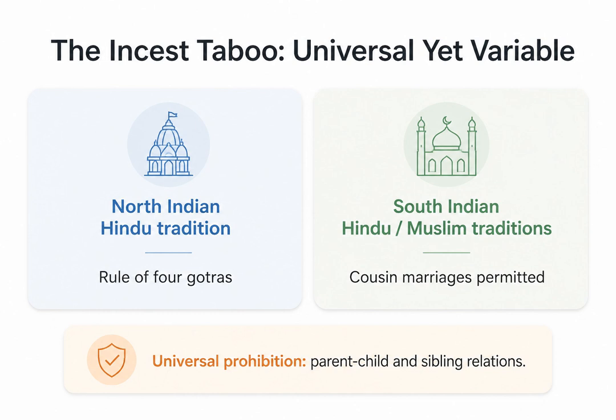Similarly, in Muslim communities, parallel cousin marriages, like the children of 2 brothers, are permitted. Despite this cultural variability, the universal element found in every society without exception is the prohibition on parent-child and sibling sexual relations. In Morgan's first stage, however, even these universal taboos did not yet exist.